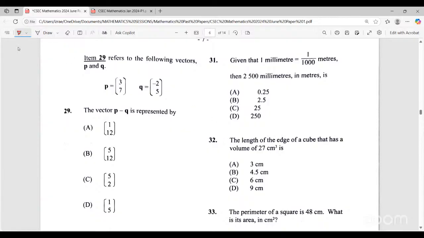29. P equals 3 7, Q is minus 2 5. Vector P minus Q is represented by what? 3 minus minus 2 is like 3 add 2, which is 5. And then 7 minus 5 is 2. So it's 5 and 2. That's C.